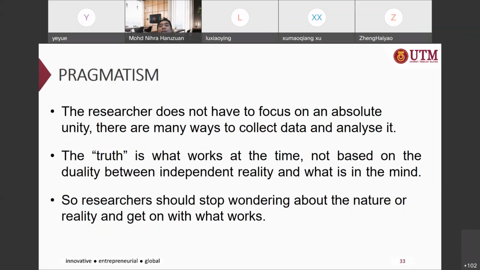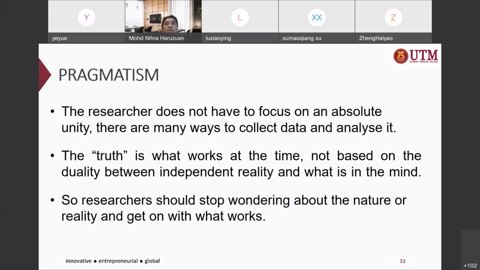The researcher does not have to focus on an absolute unity. There are many ways to collect data and analyze it. The truth is what works at that time, not based on the duality between independent reality and what is in the mind. So researchers should stop wondering about the nature of reality and get on with what works. This is what mixed method tells you basically.